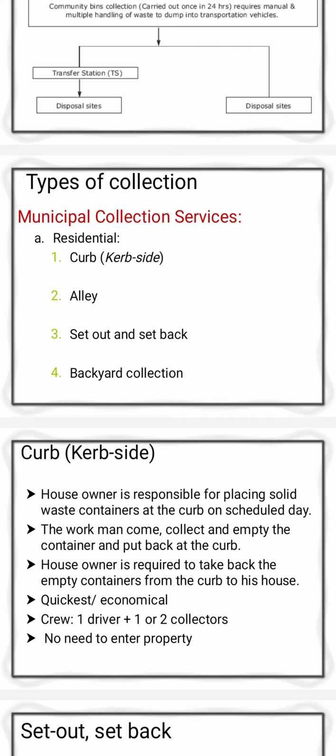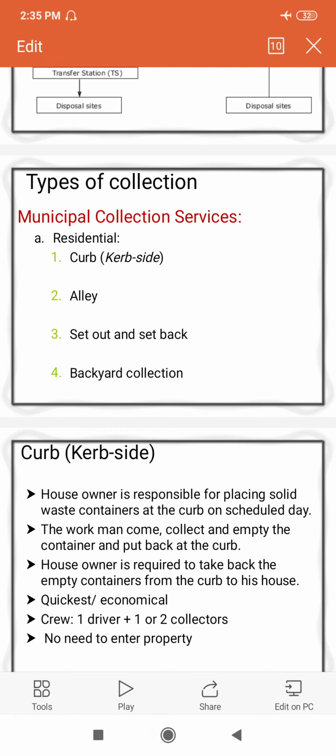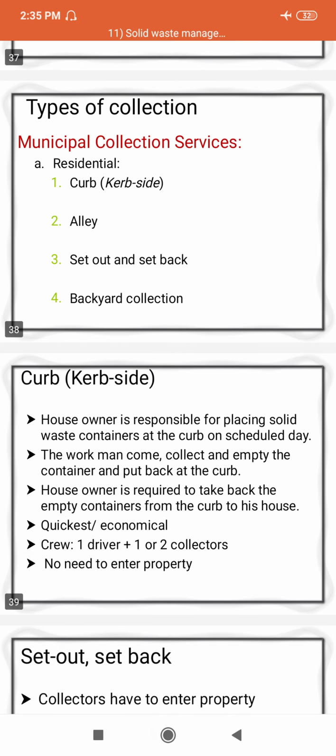So you can see the curb system: the house owner is responsible for placing solid waste containers at the curb on the scheduled day. Next, the workman come, collect and empty the container and put it back at the curb. Next, the house owner is required to take back the empty containers from the curb to his house. This system is the quickest and economical system, and basically 2 to 3 persons are required, that is, one driver and one or two persons for the collection of waste. It is not required to enter the property or house.